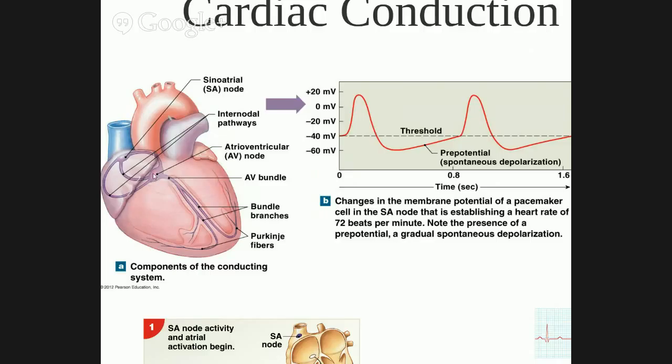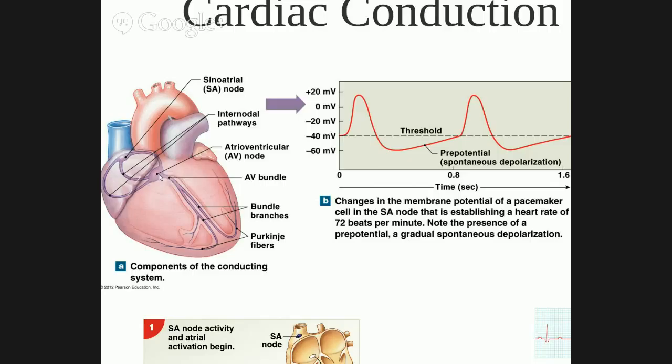The other one, the AV node, is the atrioventricular node. And again, AV, like AV valves, is referring to it being at the junction between the atrium and the ventricles. It's still in the atrium, actually. It's in the wall of the right atrium, but it's right next to where the ventricles are.